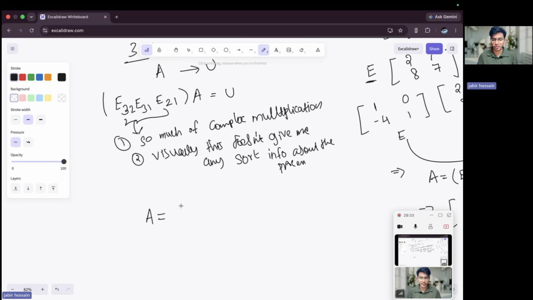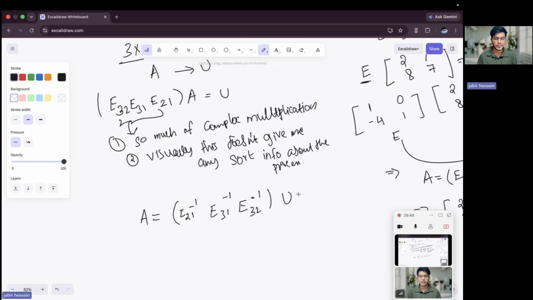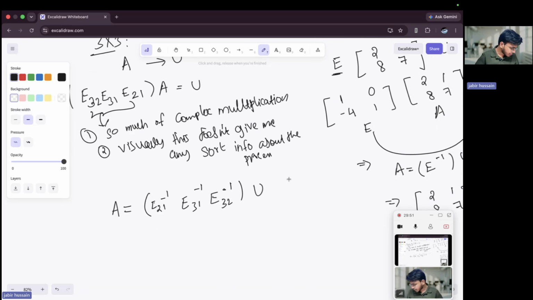That is why, if you take this thing to the right side, you will get the opposite order. So when matrices go from here to there, you will get the opposite order, which is E21 inverse, then E31 inverse, and E32 inverse. Totally opposite order, and you multiply it with U. Wait a second, I believe I have an example in my book. Okay, I got the example.